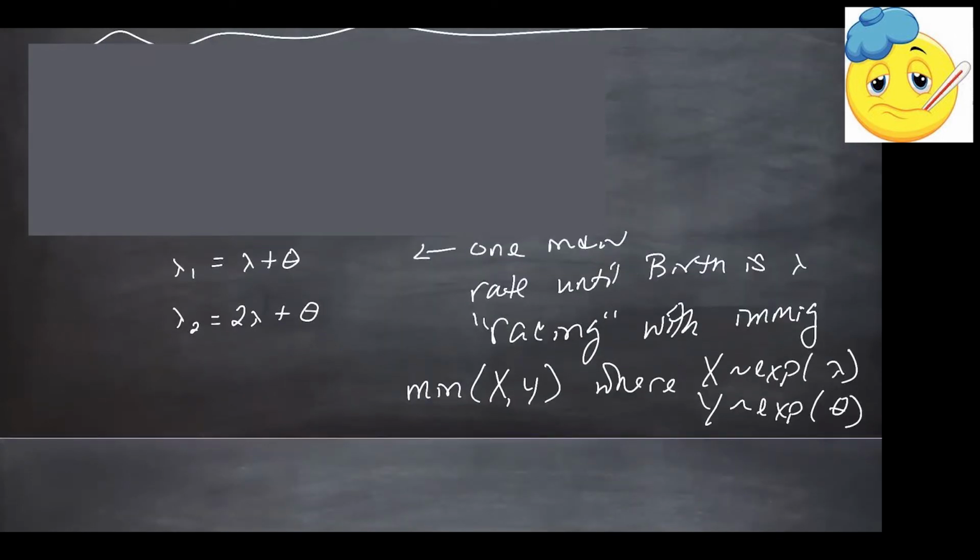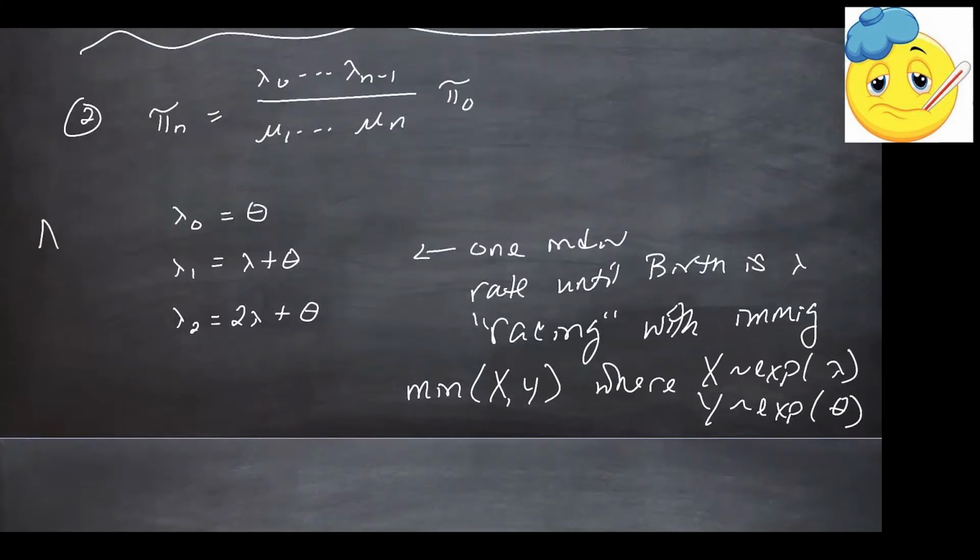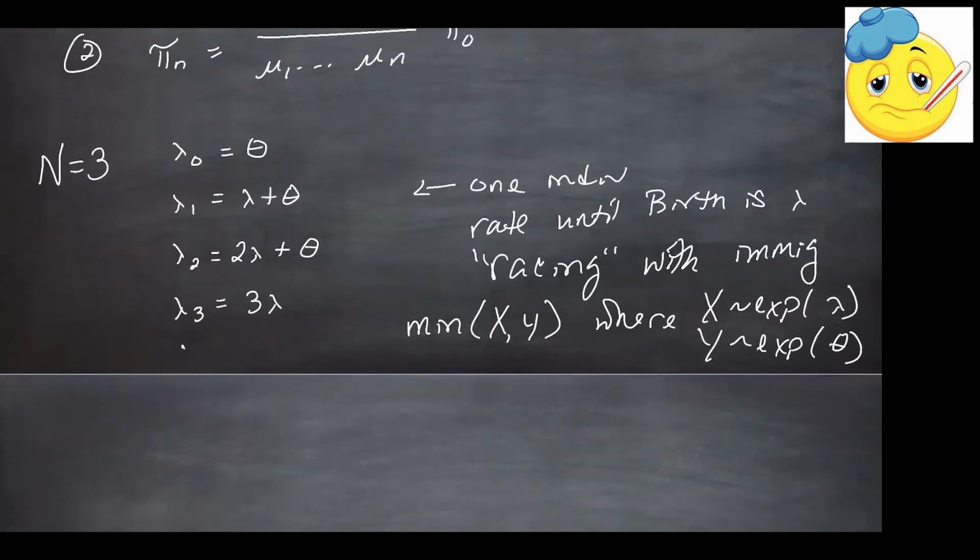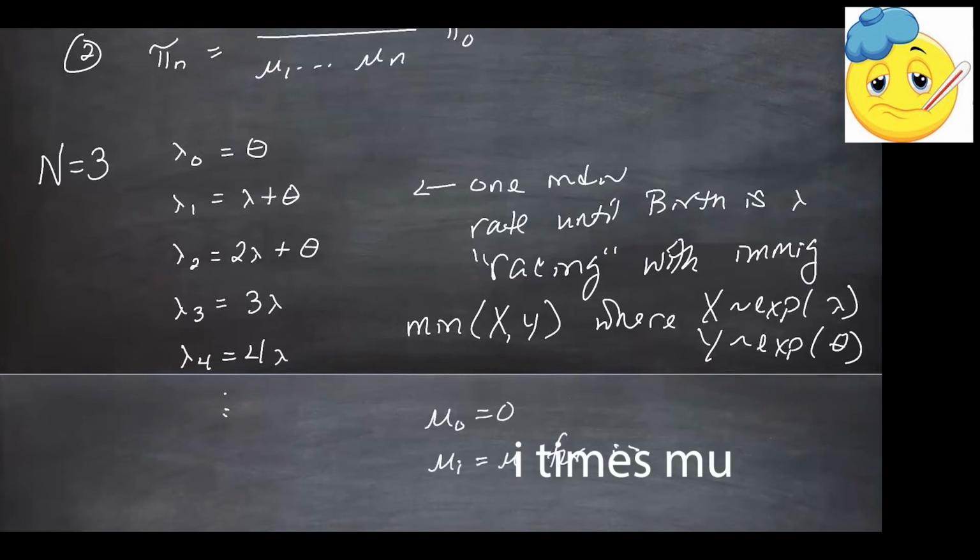Immigration is not allowed when the population size is n or larger. So I am going to write this out for n equals 3. So lambda 3 is just 3 lambda, and there's no immigration because we've hit that place where there's no immigration. Lambda 4 is 4 lambda. But they always die with an exponential rate mu. So mu 0 is always 0, and mu i is mu for i greater than or equal to 1.